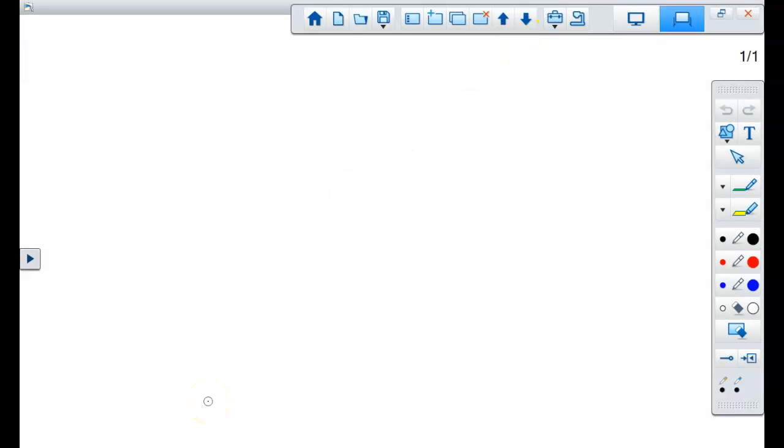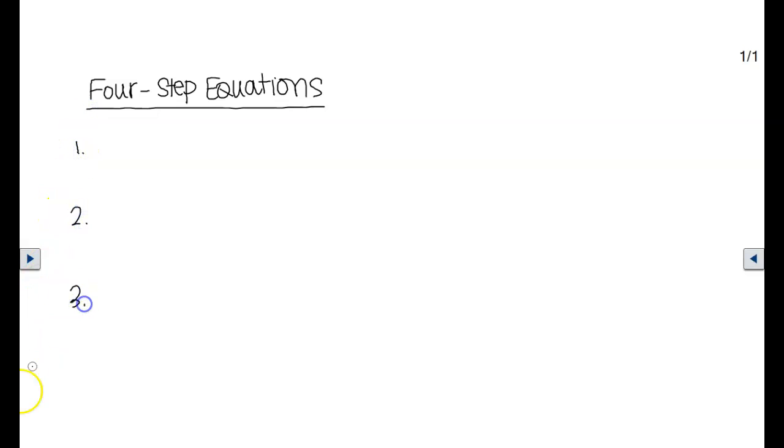Okay, for our Friday assignment, we are going to do one more day of the four-step equations. So I wanted to take just a minute of your time before you do this second assignment and just give you a couple more examples to go on. You'll remember from our discussion yesterday that four-step equations, of course, have four steps.